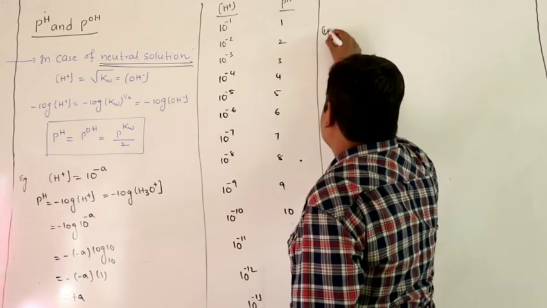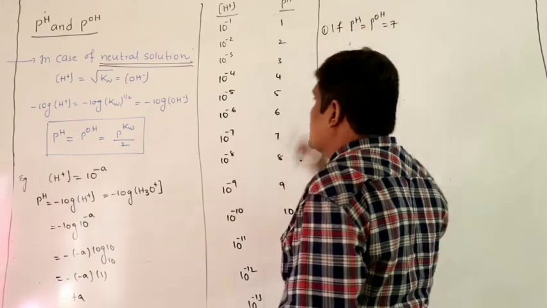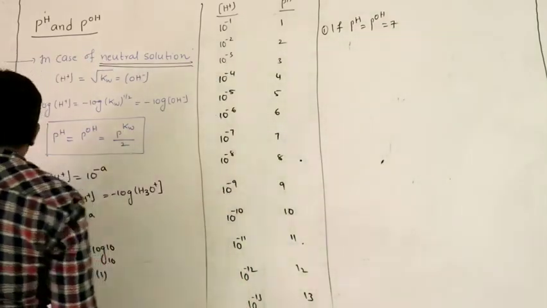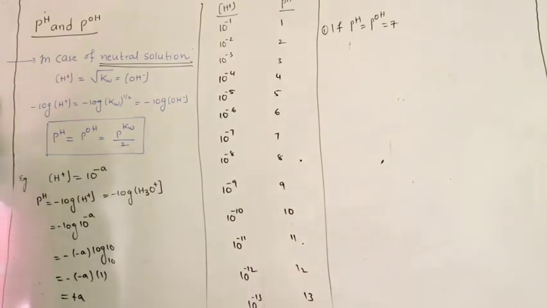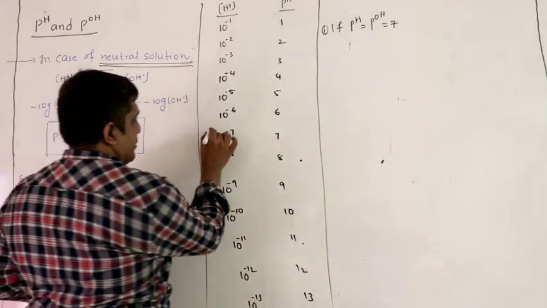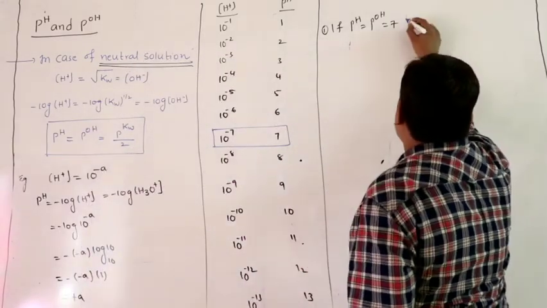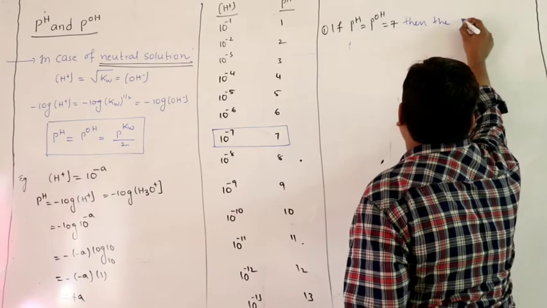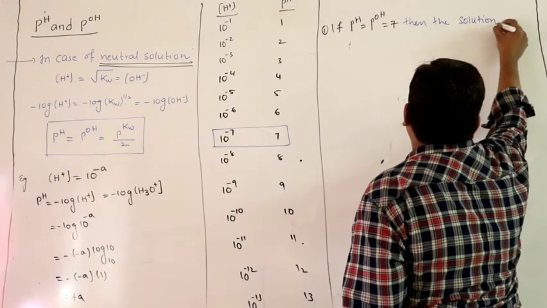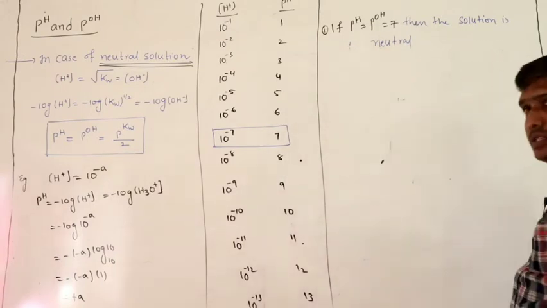So what I can conclude is, if pH equal to pOH equal to 7. In water, what is H plus ion concentration? 10 power minus 7 molar. What is OH minus ion concentration? 10 power minus 7 molar. Then what happens to pH? pH and pOH becomes equal to 7. That means this point. So here pH and pOH are same. Therefore, then the solution will be neutral.